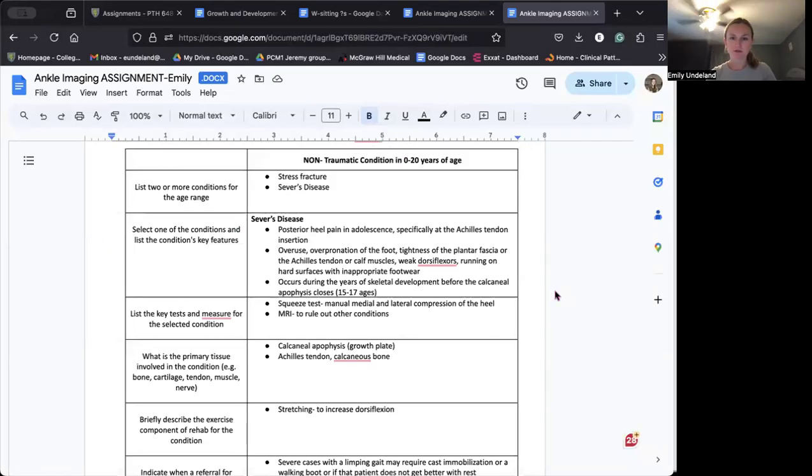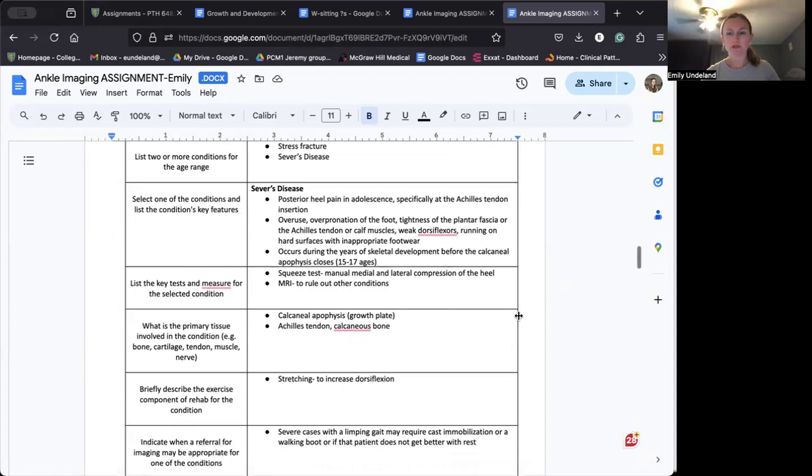Okay, so I am here today to talk to you about Sever's disease. This is a condition that happens in adolescence, typically before the growth plate closes in the foot. Sever's disease is kind of known as posterior heel pain, specifically in adolescence. It occurs mainly on the calcaneus, kind of at the Achilles tendon insert.